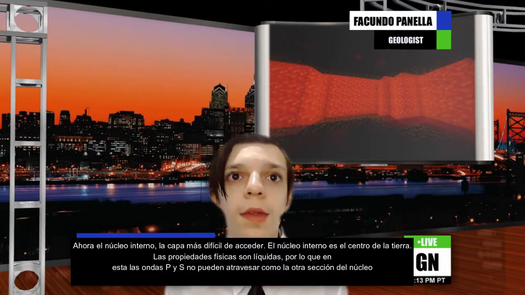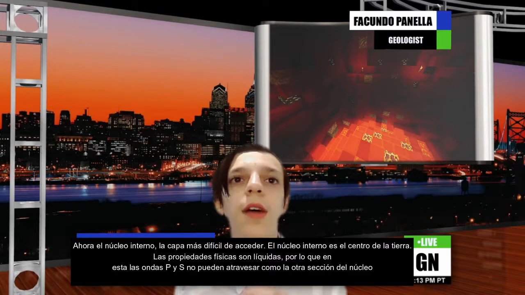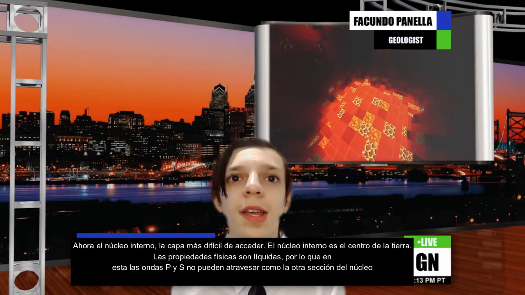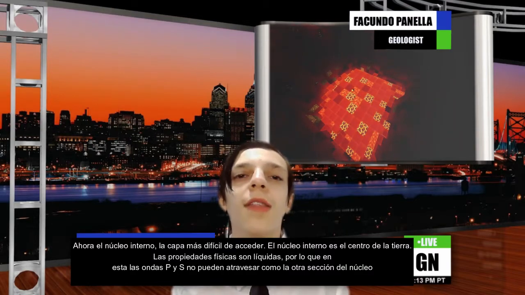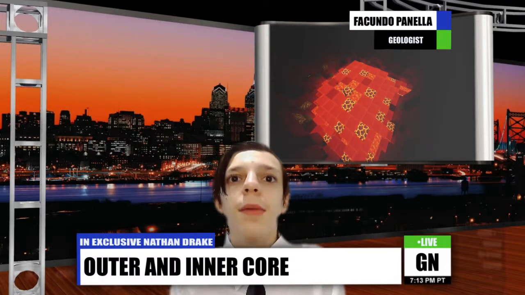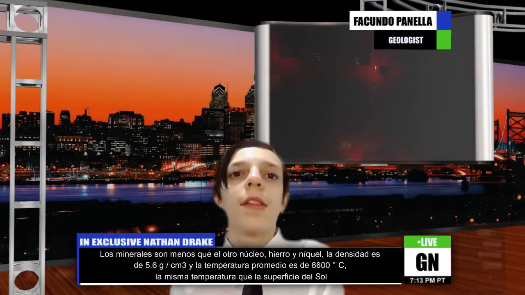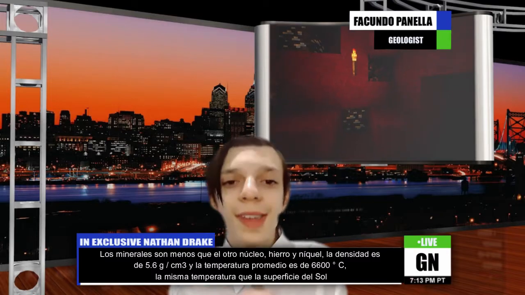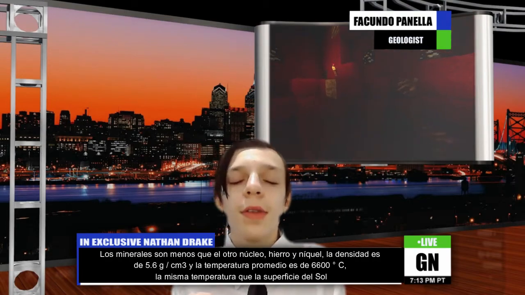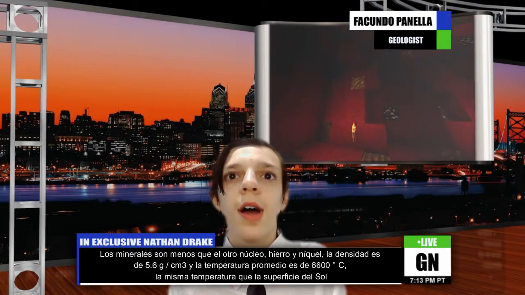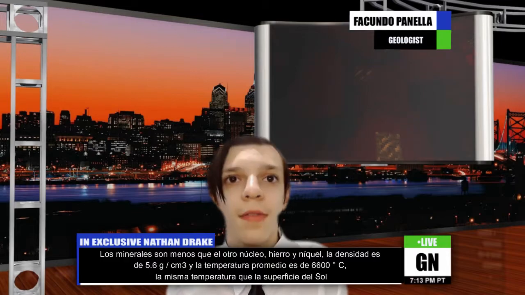Now, the inner core, the most difficult layer to access. The inner core is the center of the Earth. The physical properties are liquid, so in this one, the P and S waves can't go through, like the other section of the core. The minerals are fewer than in the other core. You can only find iron and nickel, and the density is 5.6 grams per cubic centimeter, and the average temperature is 5,100 Celsius degrees, the same temperature as the surface of the sun.